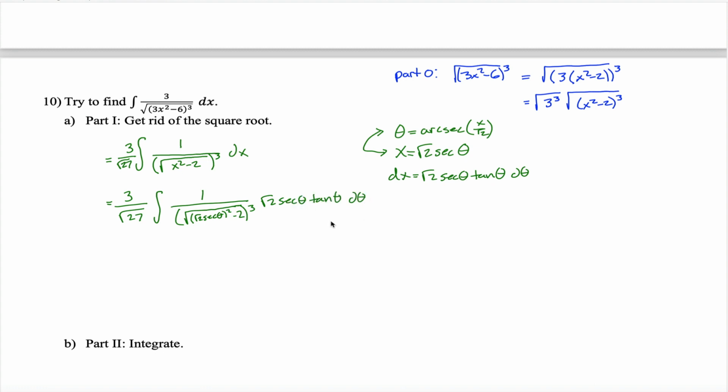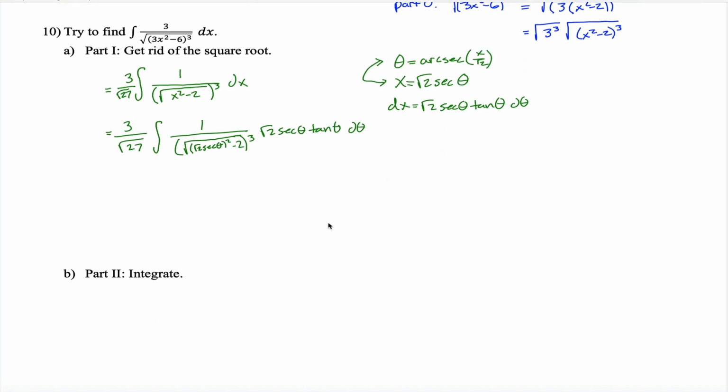This is that step where it kind of blows up and it looks really overwhelming, but what you'll see is things work out really nicely. Instead of having such a long expression, I'm going to put all this stuff up on the top of the fraction, and I'm going to recognize that the square root of 2 is just a constant, so I can pull that out in front. So I got 3 root 2 divided by the square root of 27 times the integral of, up top I got secant theta times tangent theta, and then I still have my d theta off to the side here. Down on the bottom I got something cubed.